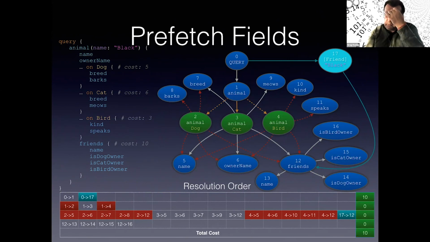Let's translate this cost to milliseconds. Imagine that each point is, let's say, 100 milliseconds, and then you can easily see that instead of 1600 milliseconds, the execution of such a query can go down to just 1000 milliseconds.